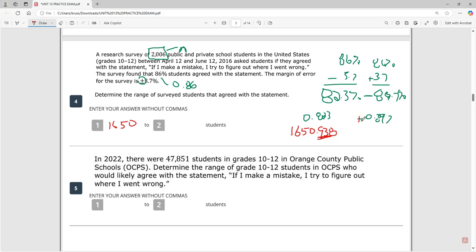1651. Okay, and then I do 0.897. This is not a minus, this is a 2. Okay, so 0.897 of 2006 equals 1,799.382, and we're going to round that down, because that's a 3 and not a 5 or greater. We're going to round that down to 1799.